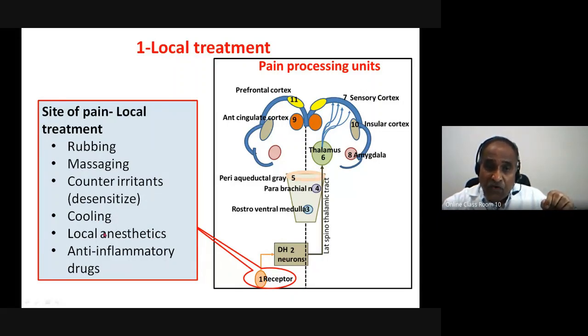Or apply the local anesthetic so that at the first node of Ranvier, or at the first point where the local generator potentials are originating, they would be blocked. Local anesthetics. Or use anti-inflammatory drugs. Any anti-inflammatory drug, we have paracetamol, aspirin, indomethacin, or any other non-steroidal anti-inflammatory drugs.